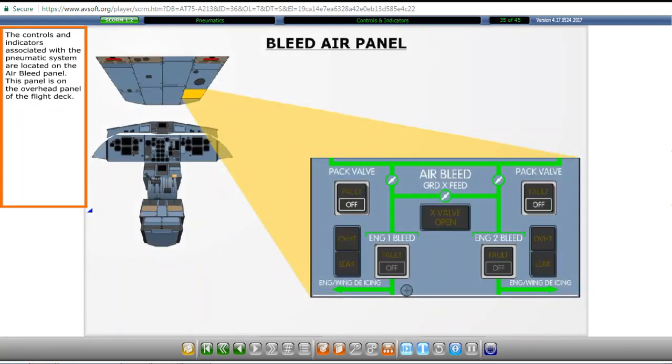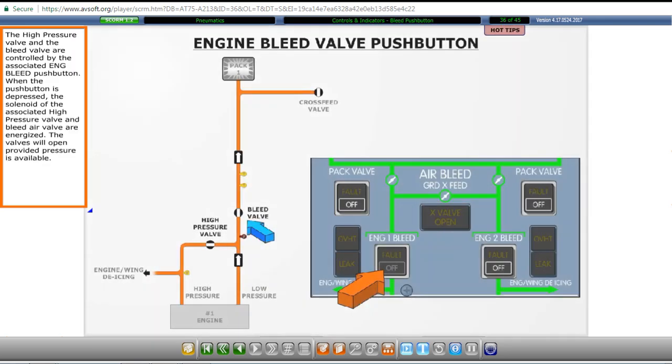The controls and indicators associated with the pneumatic system are located on the air bleed panel. This panel is on the overhead panel of the flight deck. The high-pressure valve and the bleed valve are controlled by the associated engine bleed push button. When the push button is depressed, the solenoid of the associated high-pressure valve and bleed air valve are energized. The valves will open provided pressure is available.